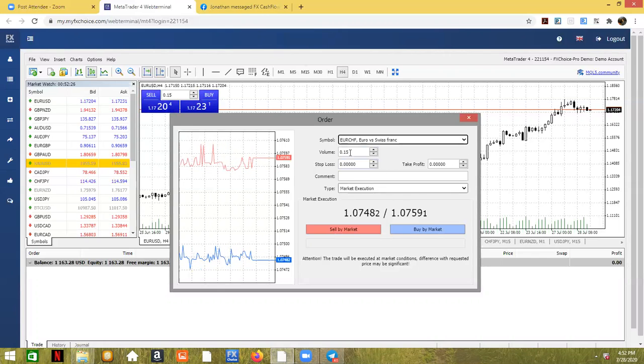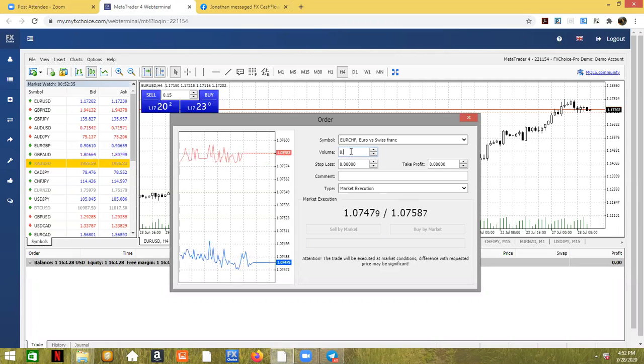Now your volume, your lot size, determines how much each pip costs. So if I'm at 0.1, I'm only wagering 10-cent pips. 0.2, 20 cents per pip. 0.3, 30 cents per pip. 0.4, 40 cents per pip. So if it moves 10 pips, 40 cents per pip times 10, that's $4.